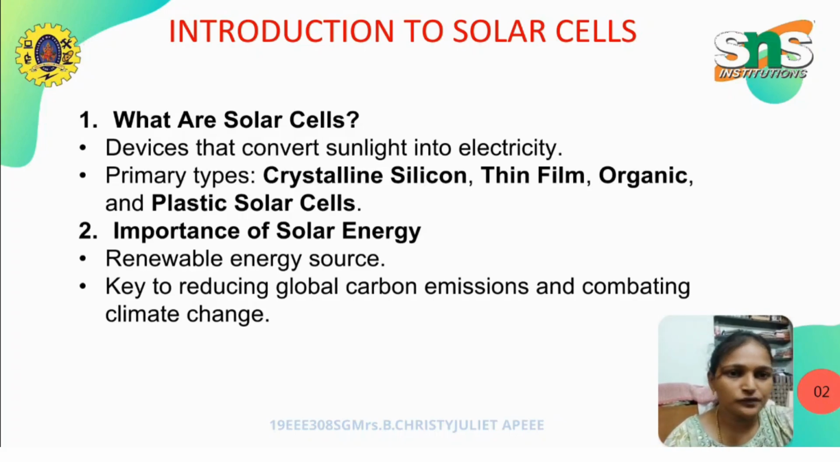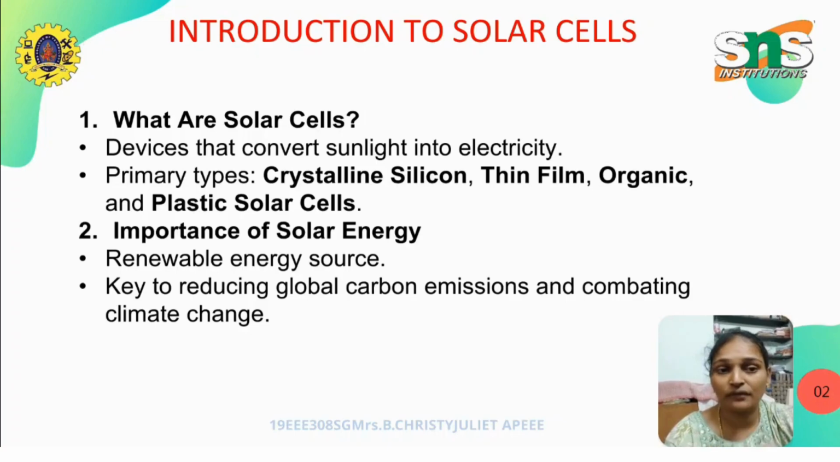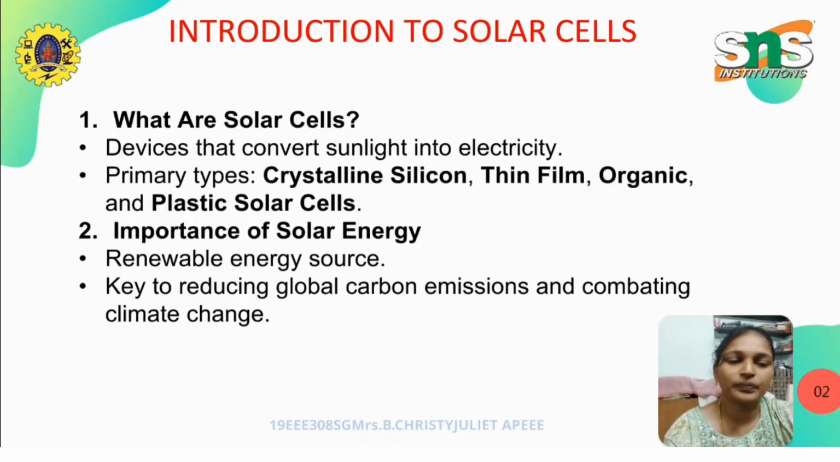There are different types of solar cells, which are crystalline silicon, thin film solar cells, organic solar cells, plastic solar cells, and many more. But these are the primary types that we are going to concentrate on in this particular video, and of course the upcoming videos. The crystalline silicon are the conventional solar cells that we use on a regular basis, and the thin film, organic and plastic solar cells are the latest technologies that solar cells have adopted.